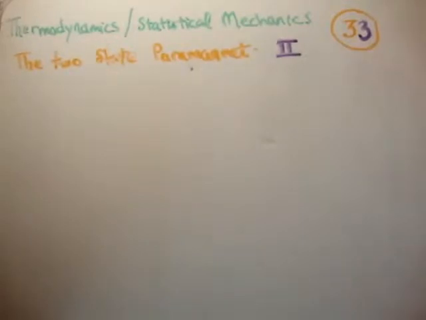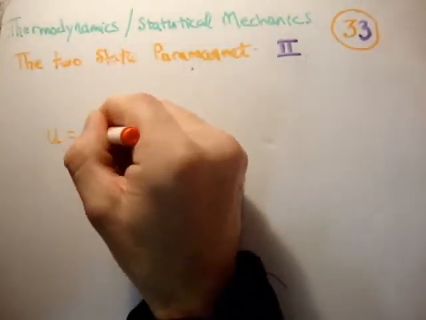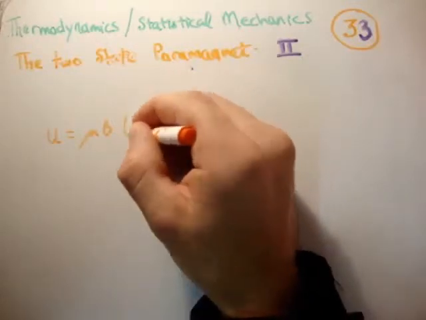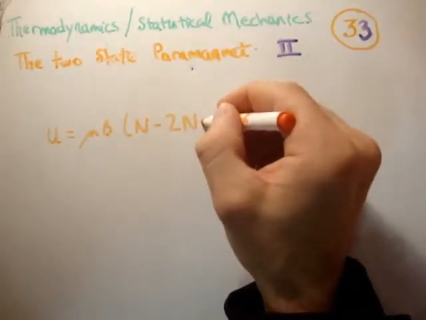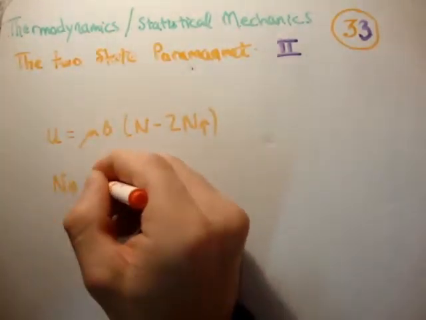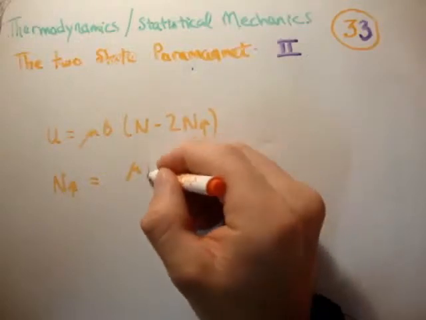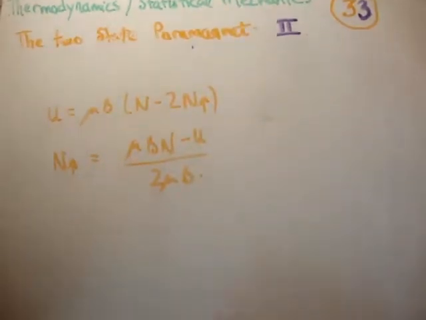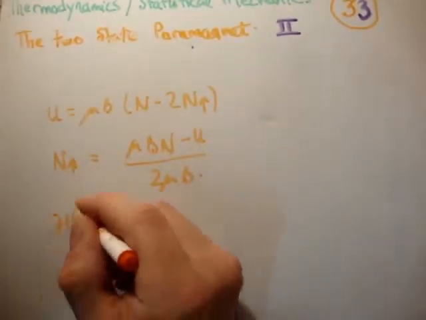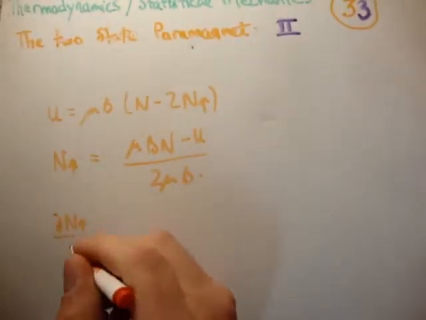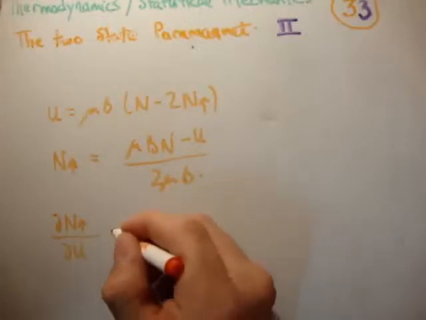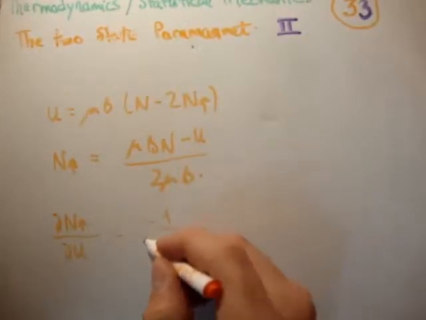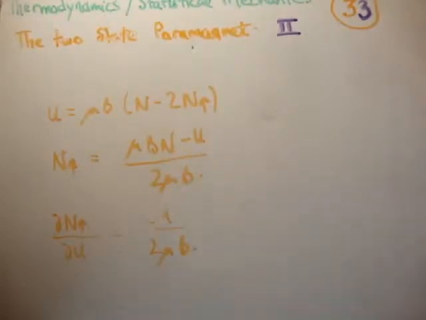Next, the total energy, as we showed in the previous video, was as follows: u is equal to mu times b, and it's N minus twice N up. Well, we can rearrange this for N up as follows: N up equals mu times b times N minus u, over twice mu b. And you'll see later on that at some stage we're going to be getting the derivative with respect to u of the number of dipoles pointed up. And if you look, it's pretty straightforward. It's minus 1 over 2 mu b. Now look, I did that very quickly because it's pretty straightforward, and that was just some bits of algebra that we need later on.